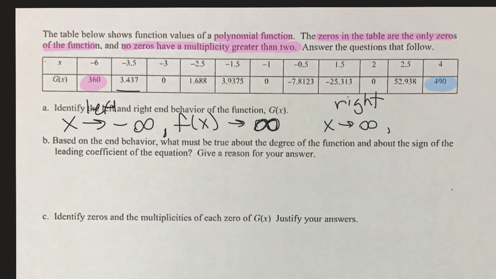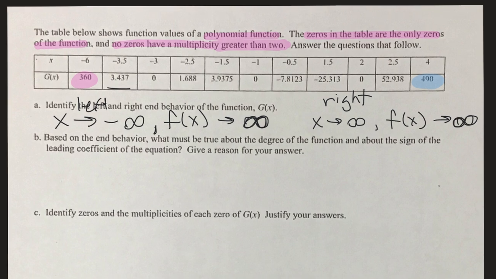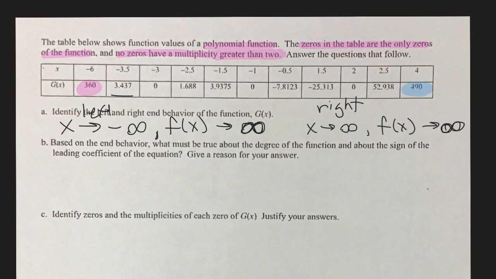As x goes to positive infinity, we have the number 490. So that means the y values are also going up. Okay? So we have a function where the left side and the right side are both rising. Based on end behavior, what is true about the degree of the function? It's an even function. Okay, we can definitely say that it's even.